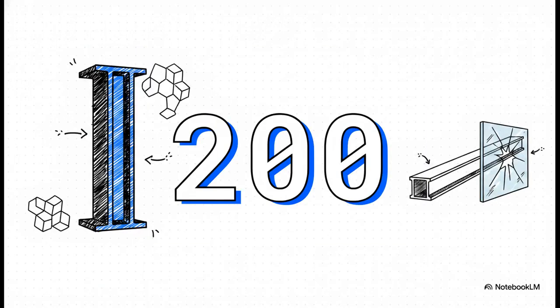So let's put a real number to this stubbornness. 200. That is the Young's modulus of structural steel, measured in gigapascals. To put that into perspective, aluminum sits at just 70, and your ordinary glass is around 65. Steel massively outperforms almost everything else. It requires immense force just to stretch it by a fraction of a percent. And this unbelievable elastic resistance is exactly why steel forms the unbreakable, hidden skeleton of our modern cities.